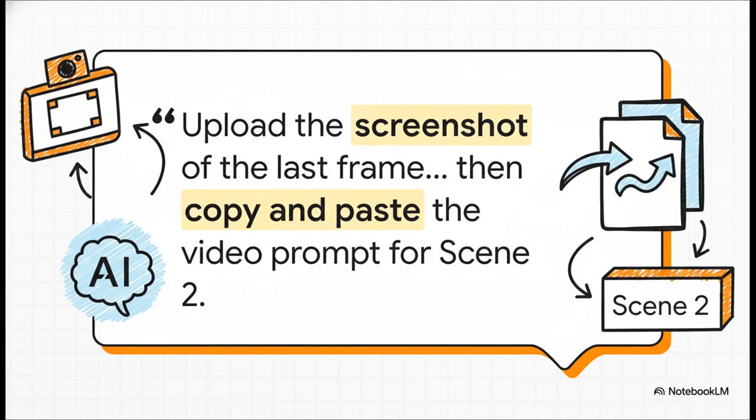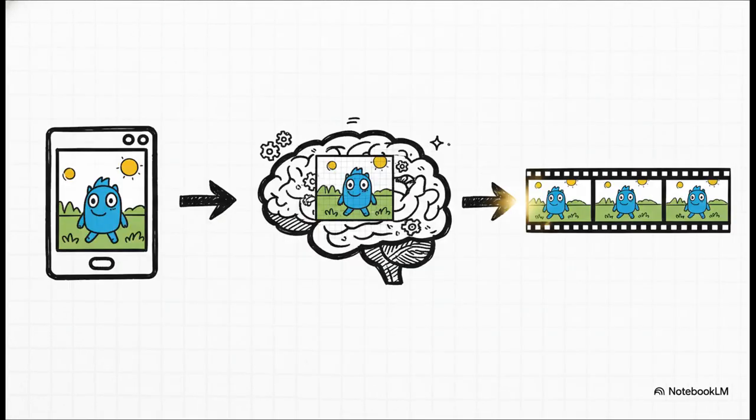You are literally feeding the end of your last scene back into the AI to become the beginning of the new one. As soon as that screenshot is uploaded, you just grab the video prompt for scene 2, paste it in, and click Generate. It's that simple action that guarantees the continuity. And why is this so powerful?